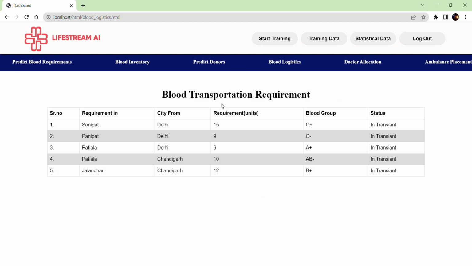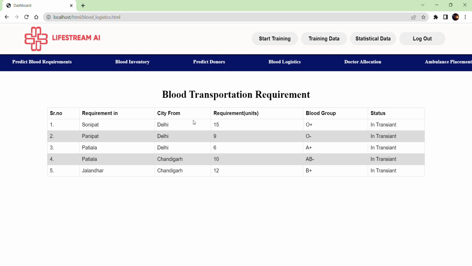What is blood logistics? So blood logistics is basically that suppose in a urban area we have a surplus supply of O positive blood group, but in an area like Sonipat near Delhi we have little to very less supply, and we have a shortage.